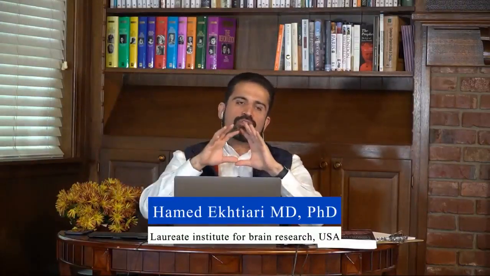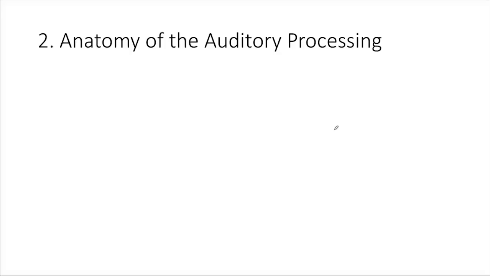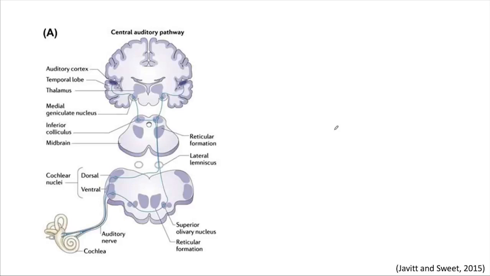Now we are talking about how the information that is coming to the ears goes into the brain and gets processed inside the brain. There is a pathway through which we receive information, the information that I told you, which is decomposed into frequencies and intensity.